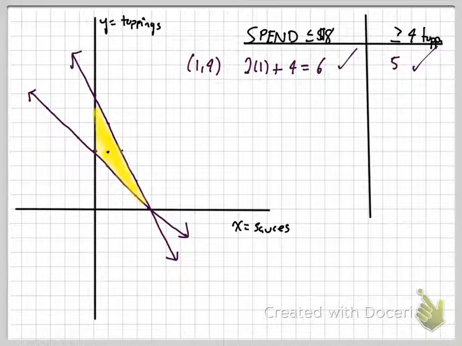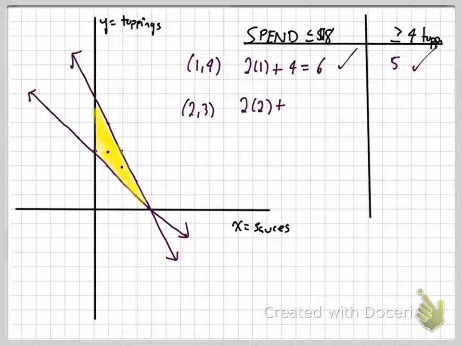Another example would be (2, 3). Again, $2 for sauces, $1 for other toppings. That would be $7, still within my $8 budget. 5 toppings again, I'd be good to go there.